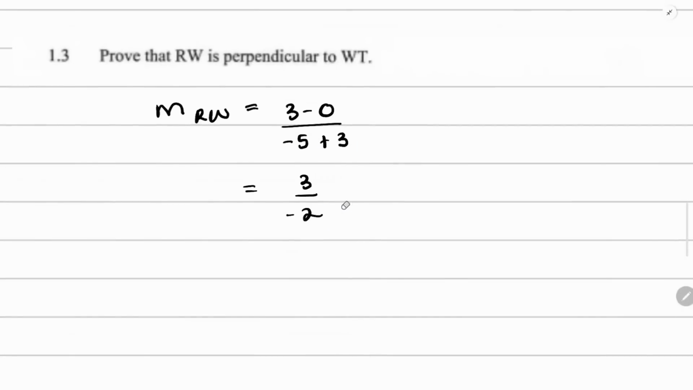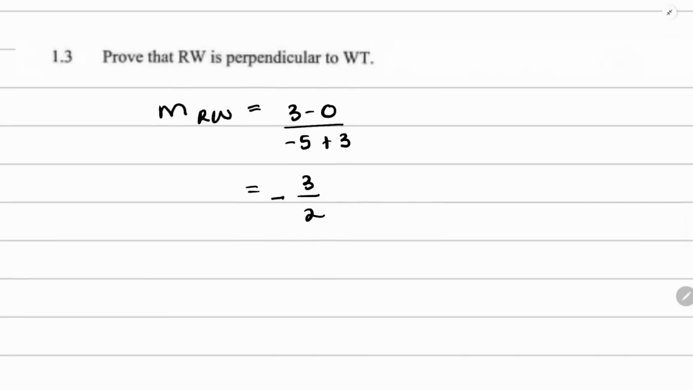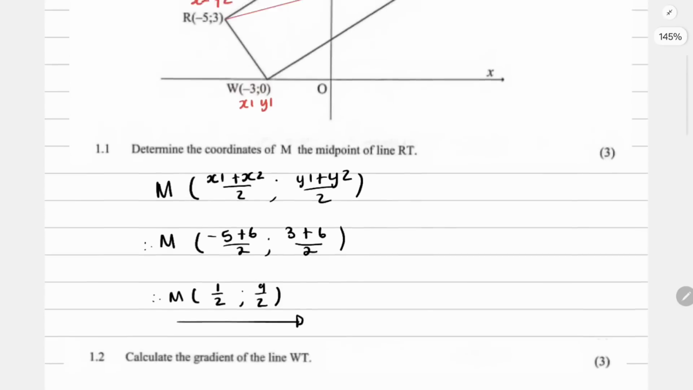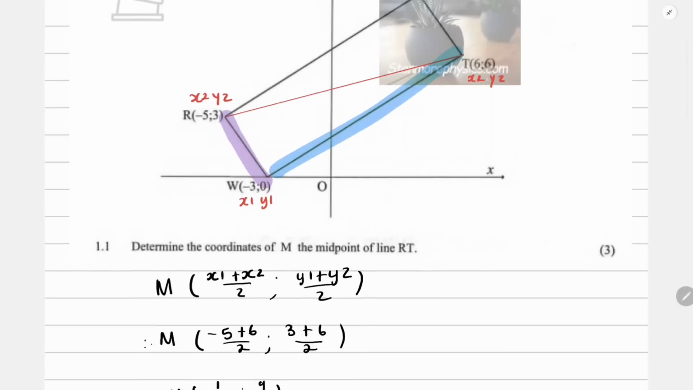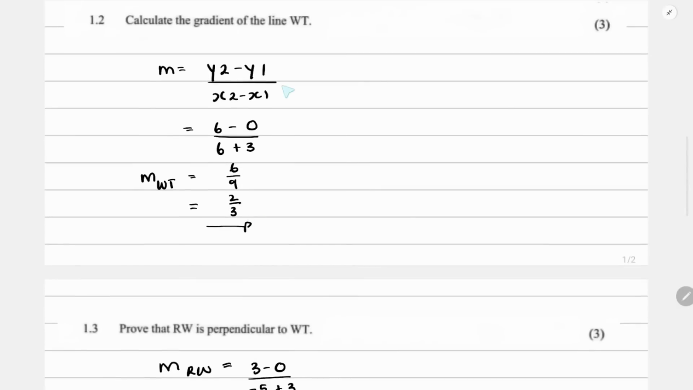Okay, so we know this is negative. You can just put it in the middle. So the fraction is negative 3 over 2. And we already have the other line that we had to look at. We already have the gradient of this line. We found that to be 2 over 3.